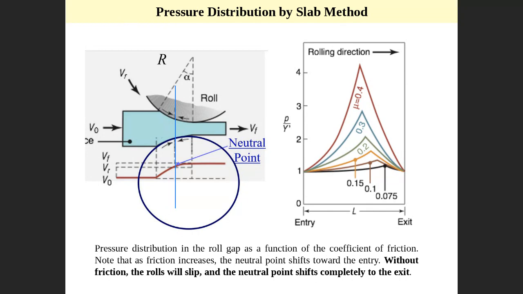So you can see that if the coefficient of friction mu is 0.4, if it is 0.3, if it is 0.2, then smaller coefficient of friction. When you have a smaller coefficient of friction, this point will become closer to the exit. When you have a higher coefficient of friction, this point will move very close to the entry. If the coefficient of friction is very small, then slipping will happen. The roller will not be able to push the workpiece to feed. Then friction is very important, as you can see. So mu locates this point based on the coefficient of friction.